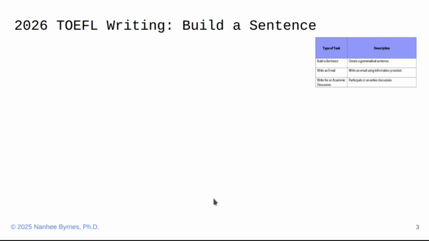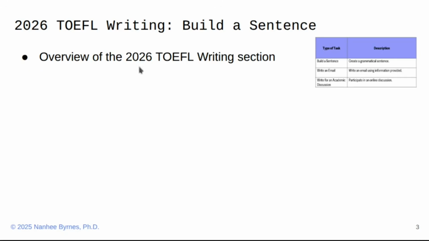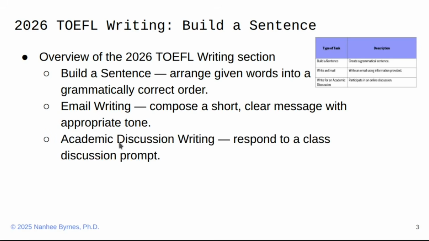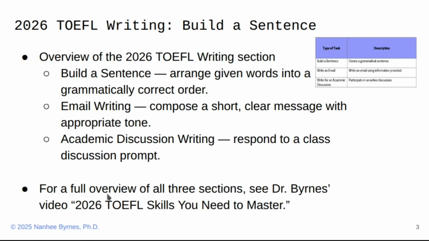Now, let's start with a quick overview of the 2026 TOEFL writing section. The new version has 3 parts. First, there's Build a Sentence, where you fill in the blanks by arranging given words in the correct grammatical order. Next comes email writing, and finally, academic discussion writing. Today, we're focusing on the very first part, Build a Sentence. If you'd like to get a broader view of all 3, I recommend checking out Dr. Byrne's excellent video titled "2026 TOEFL Skills You Need to Master."